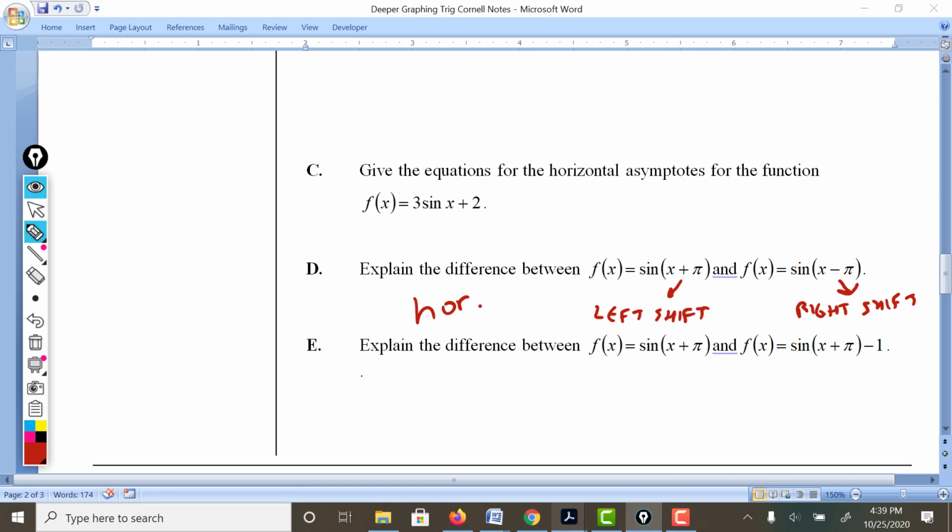E is actually about vertical shift. You'll notice the arguments are exactly the same. The first function does not have a k value, but the second one does. So what happens is with this one, everything in this function is dropped down by 1, right? Because it's negative.